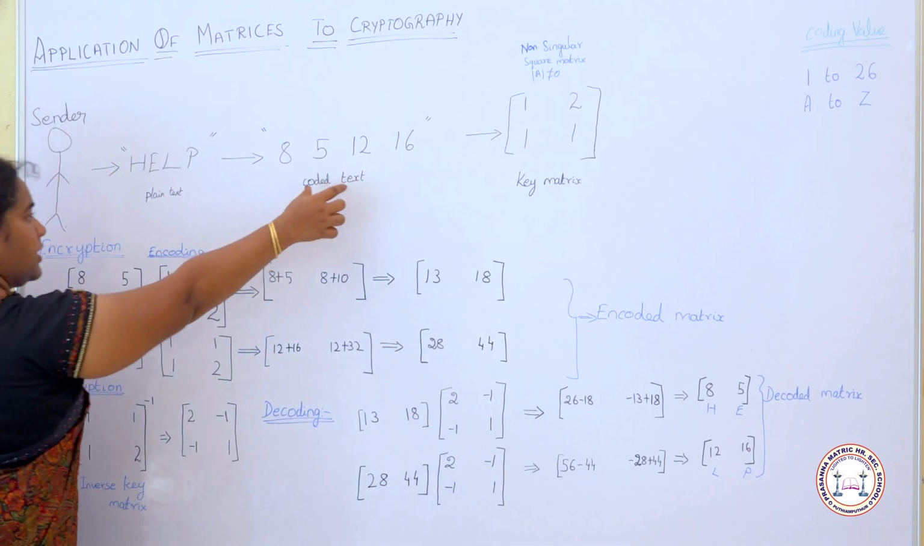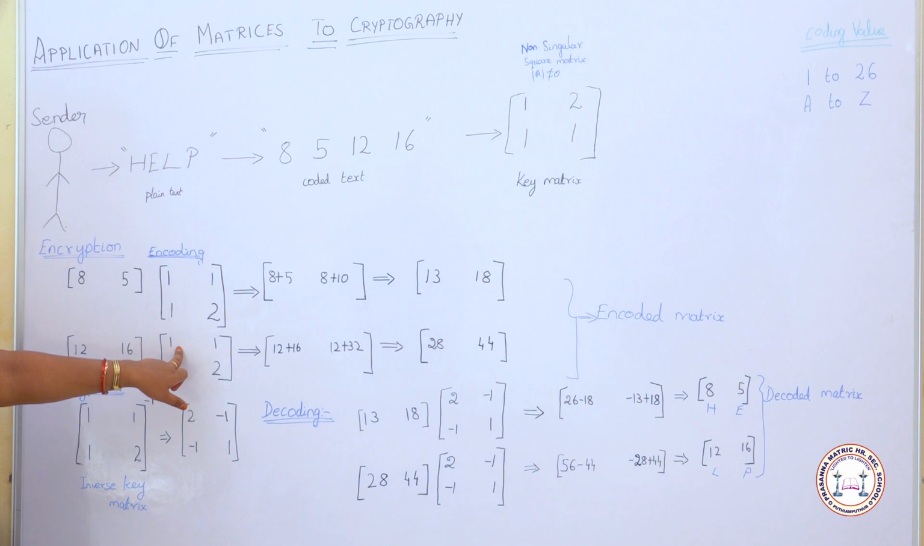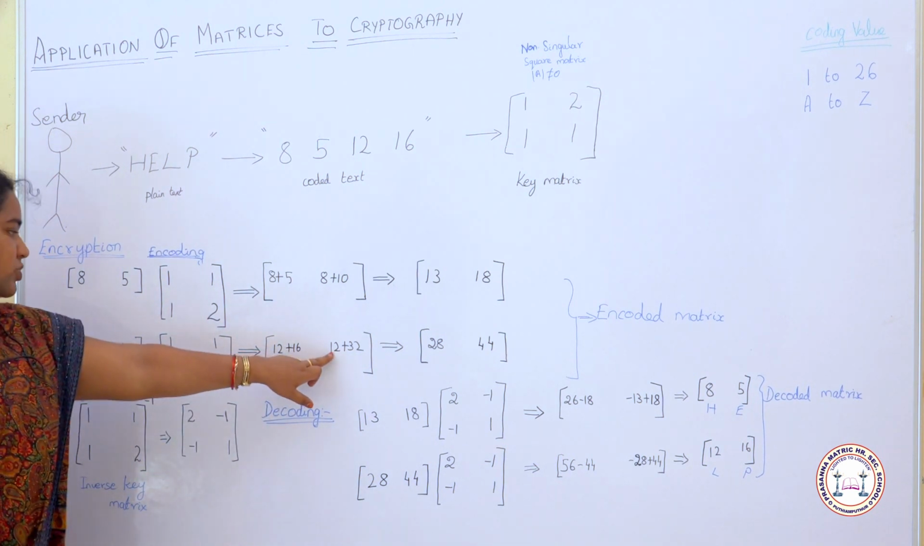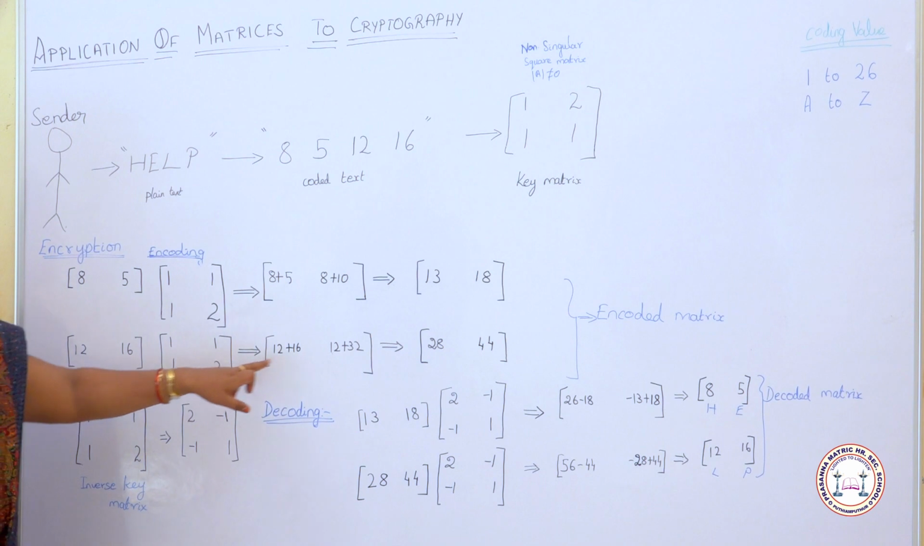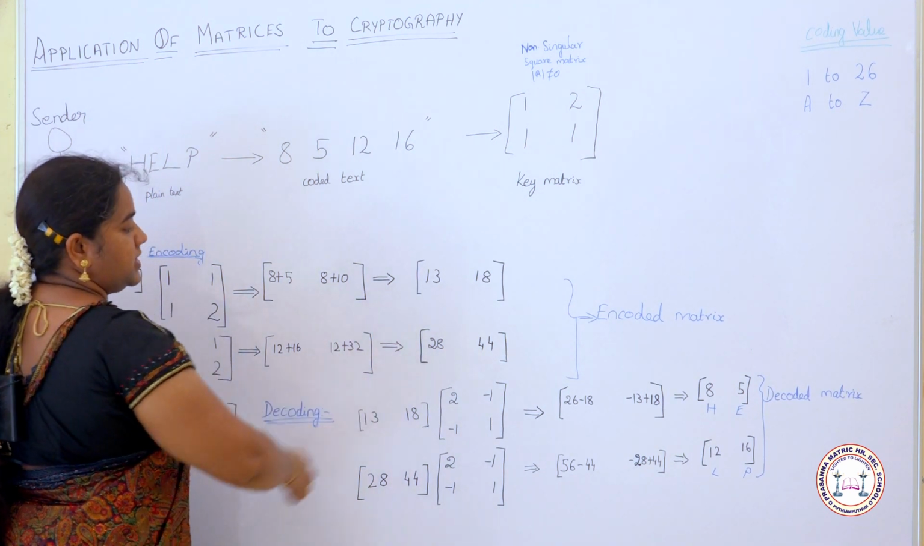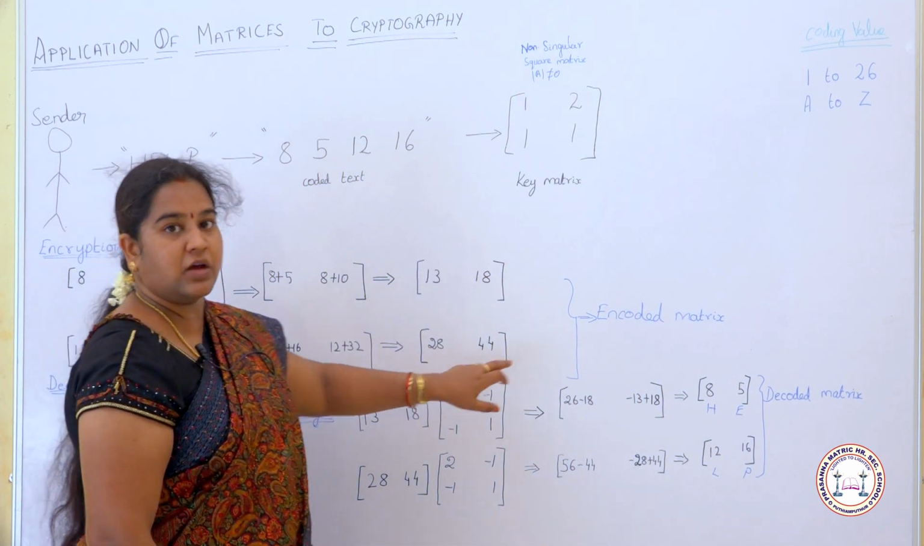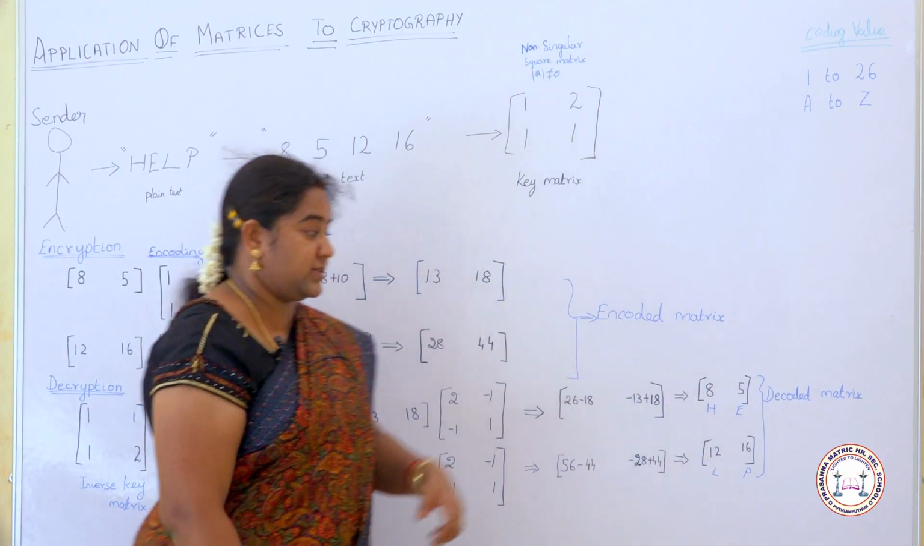Similarly, the second row matrix is multiplied with the key matrix again. 12 is multiplied with the first column of the key matrix. So 12 into 1 is 12 and 16 into 1 is plus 16. And again, 12 into 1 is 12 here and 16 into 2 will give you 32. After adding the values, we will get the matrix 28, 44. And these two matrices are called the encoded row matrices.